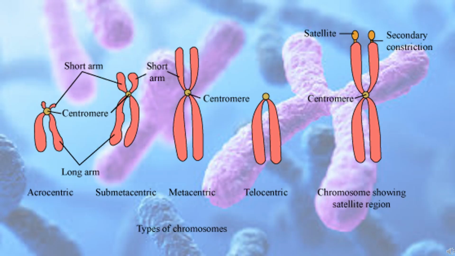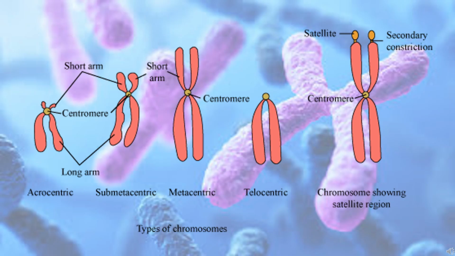Chromosomes are classified into four primary types, based on the position of the centromere, the constricted region that divides the chromosome into two arms. Metacentric, the centromere is located right in the center, creating two arms of roughly equal length. This gives the chromosome a distinct V-shape. Submetacentric, the centromere is slightly offset from the center, resulting in one shorter arm, P-arm, and one longer arm, Q-arm. This gives the chromosome an L shape or J shape.